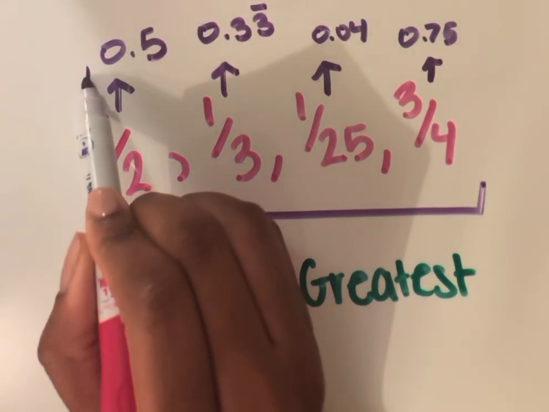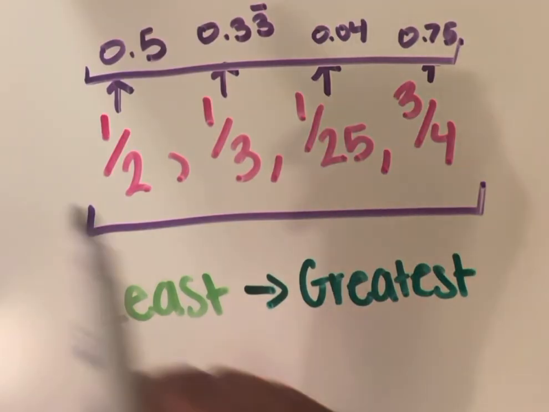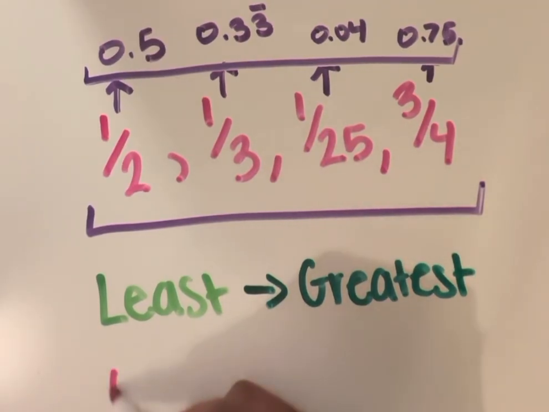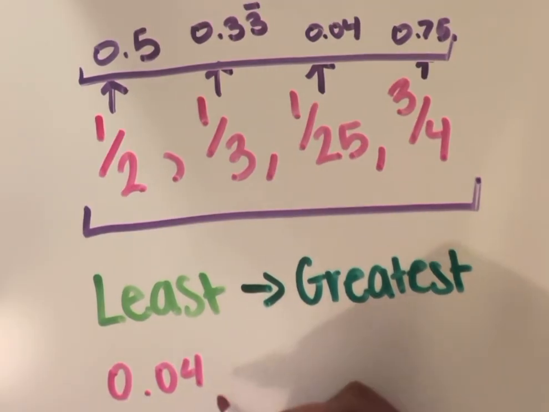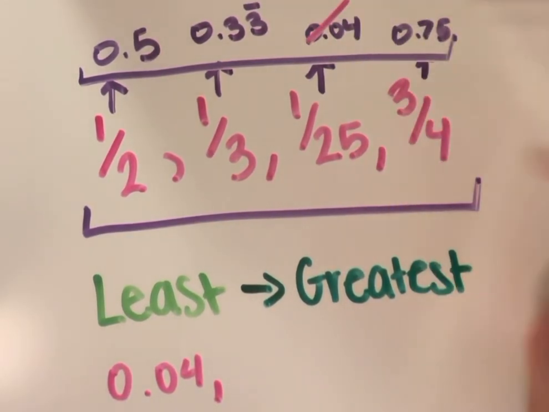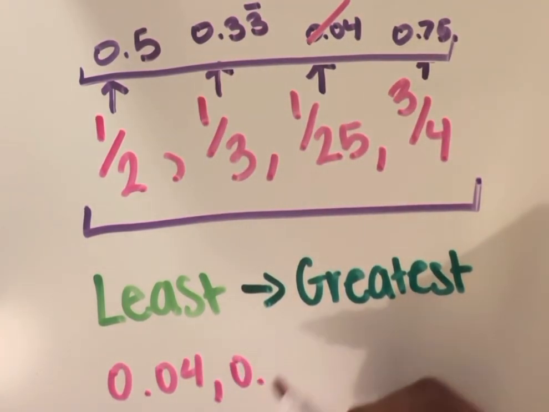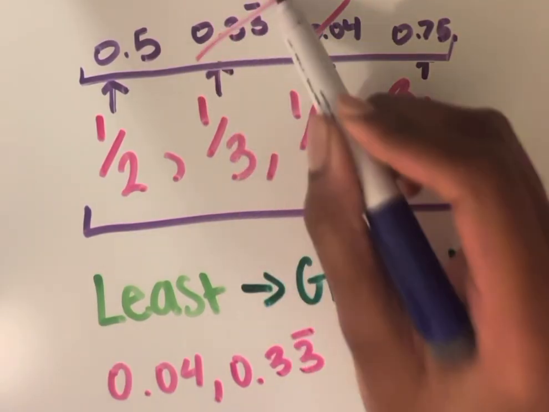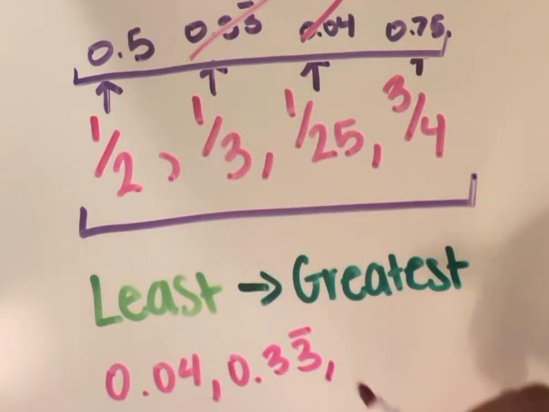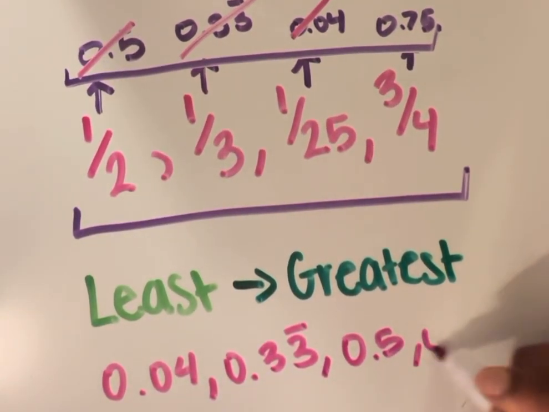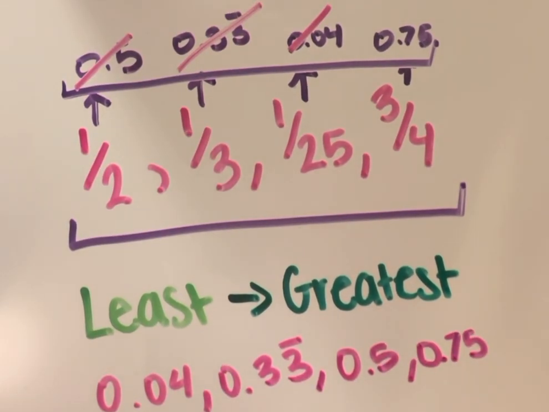So, given what we have up here, the order from least to greatest would be our least being 0.04. Then we would have 0.33 repeating. Next would be 0.5. And our greatest would be 0.75.